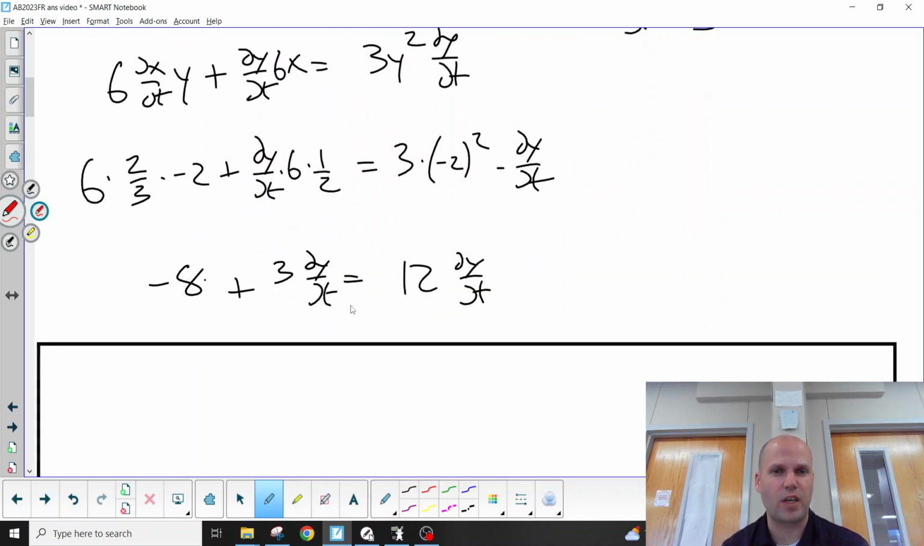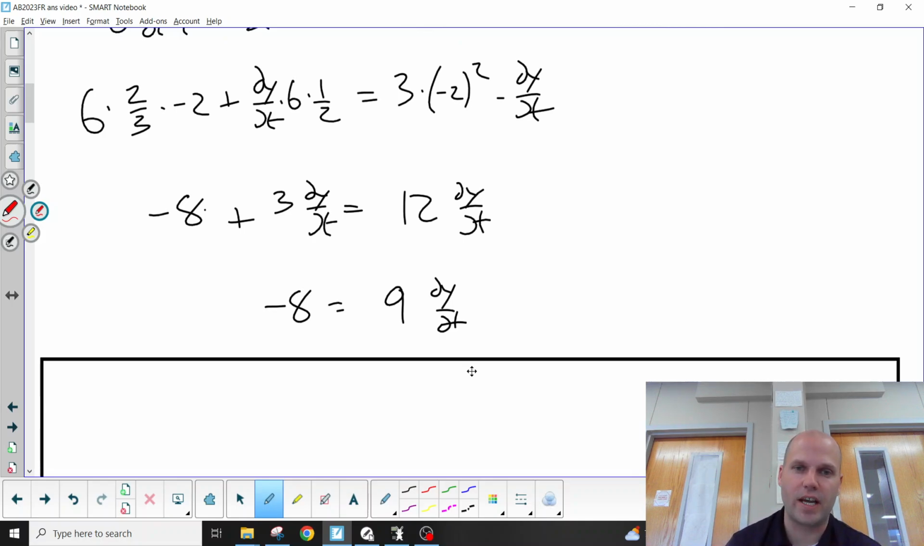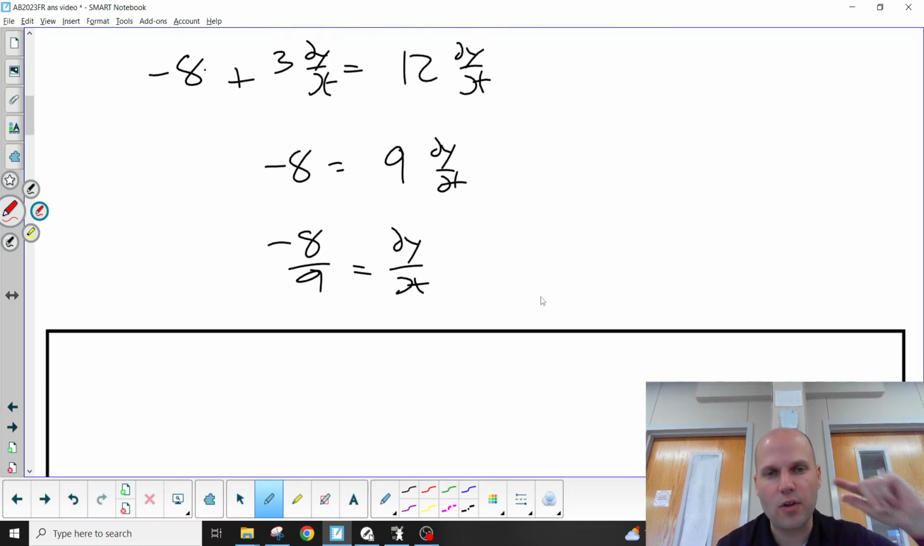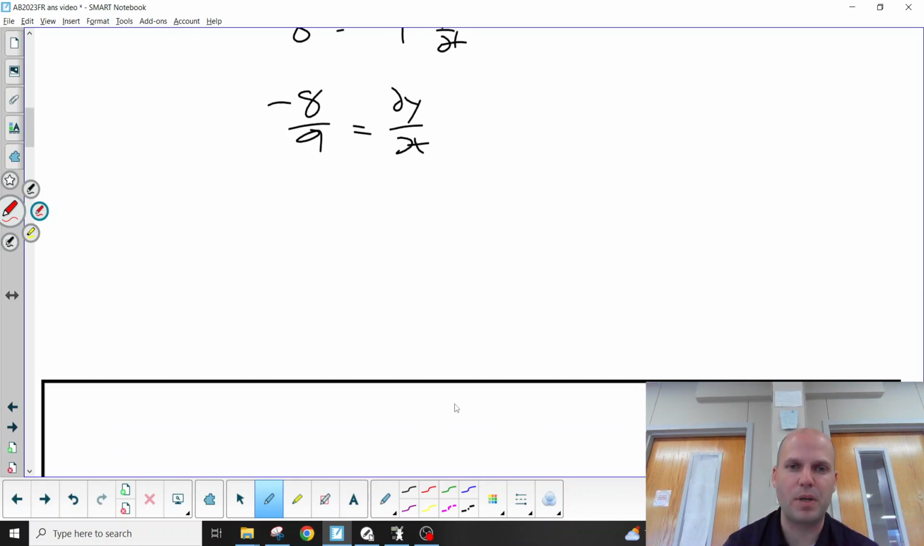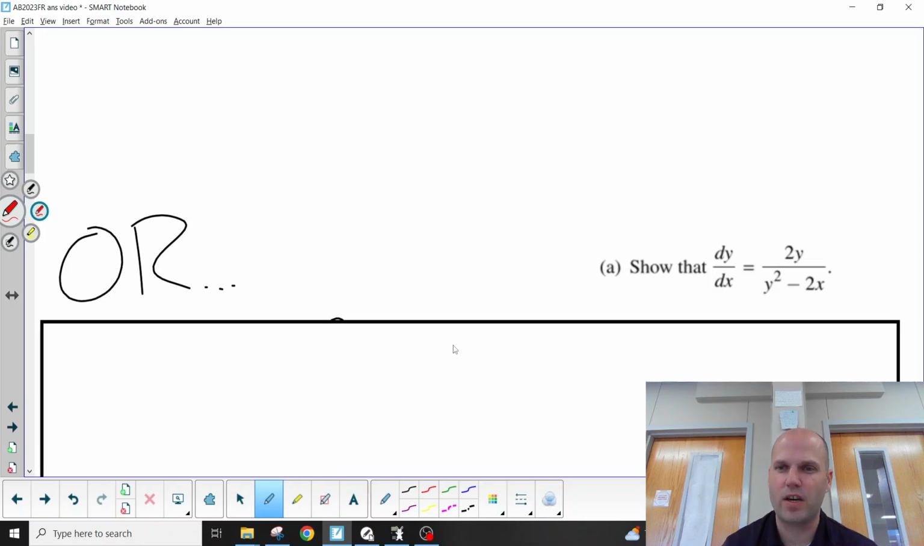It's easy simplifications. You subtract 3 dy/dt's from 12 dy/dt's. You get 9 dy/dt's equal -8. -8 ninths is dy/dt. But there's another way, and this is really from BC students, but some students in my AB class kind of figured it out.